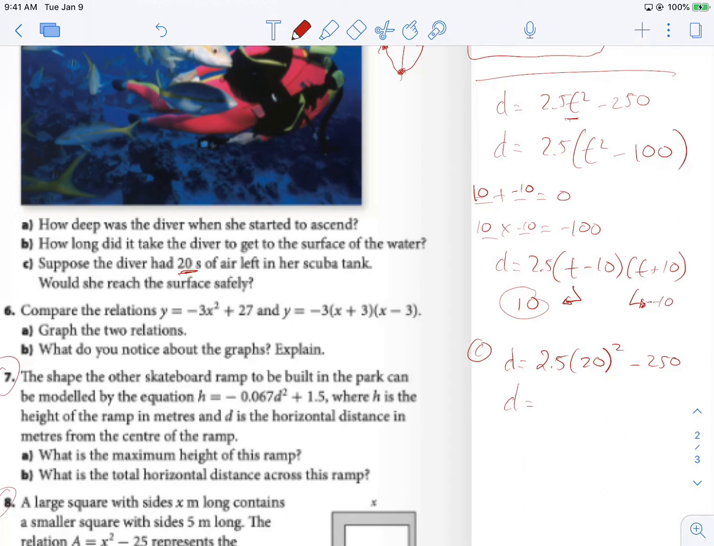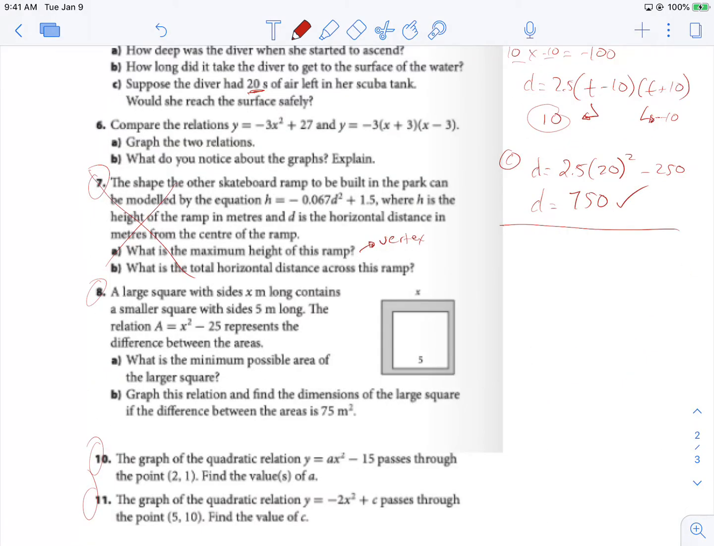If we get a negative value, well, this scuba diver had a tough day. But if we get a positive value, then that means we are going to be in very good shape because we will be above the surface of the water. So did they have enough time? When I do the math on my calculator, I get d equals 750, which means we definitely made it above 0, above that surface, so they survived.